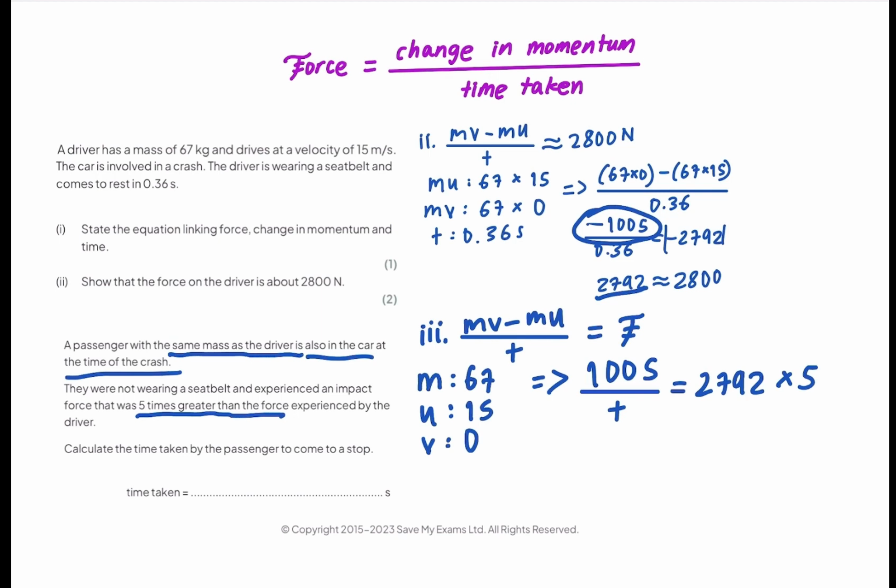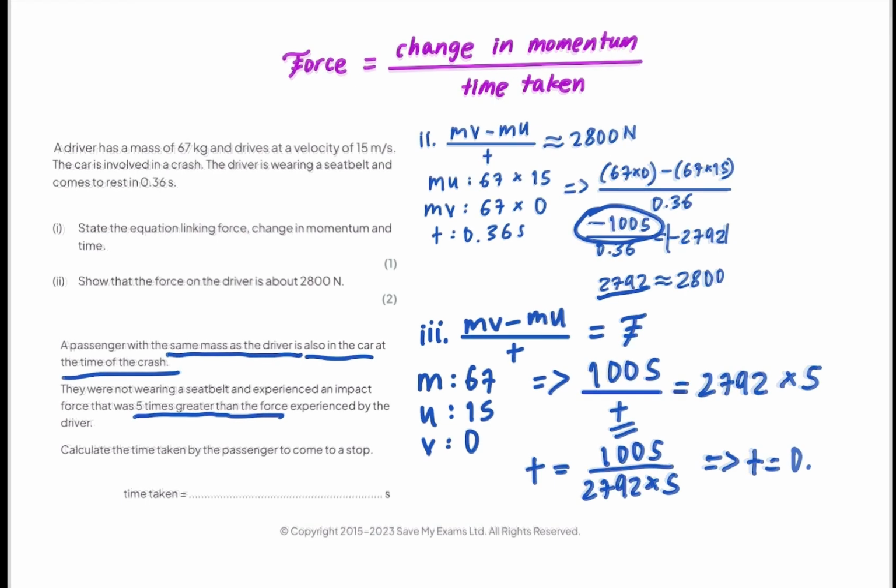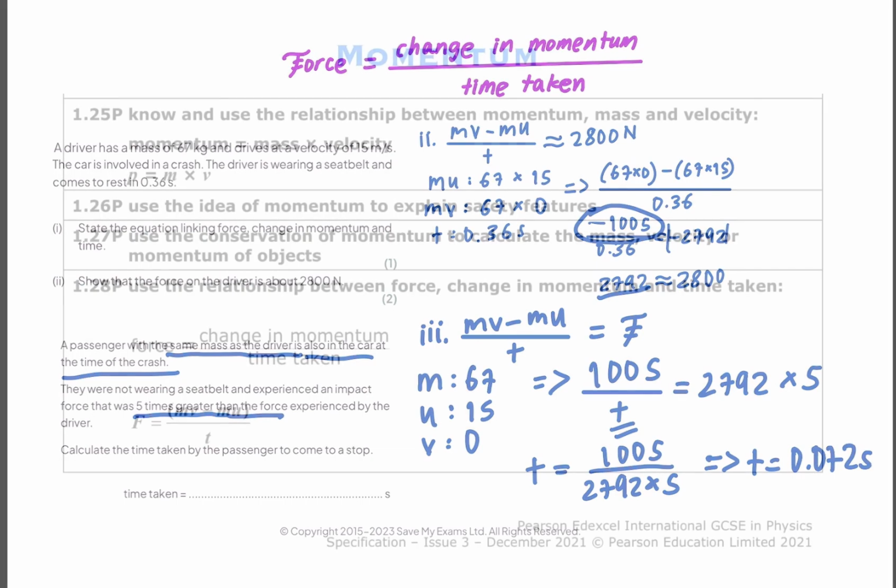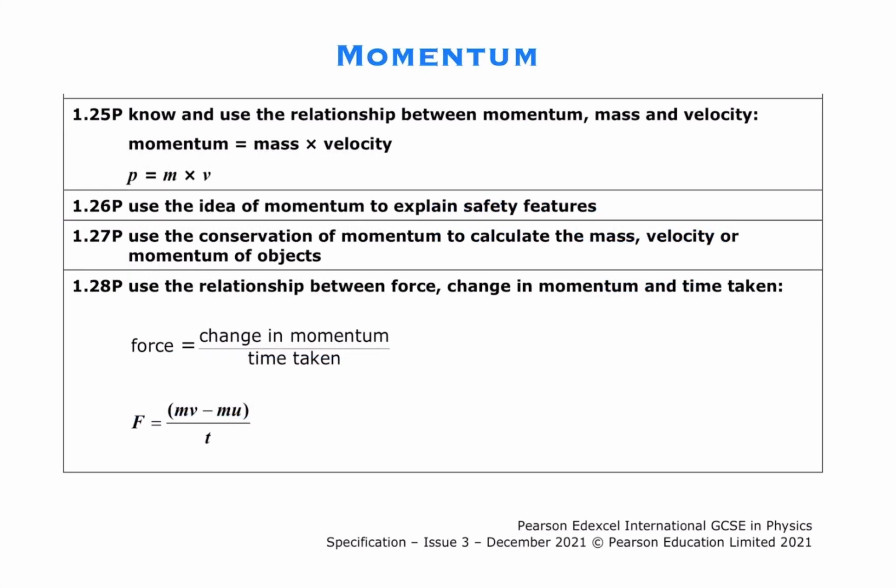Okay, now that we have our equation all set up, we just need to solve for t, which is the time taken. So t would equal 1005 divided by 2,792 times 5. So we can use our calculators. So the time taken would equal 0.072 seconds. Finally, let's look at 126, which is the idea of momentum to explain safety features.